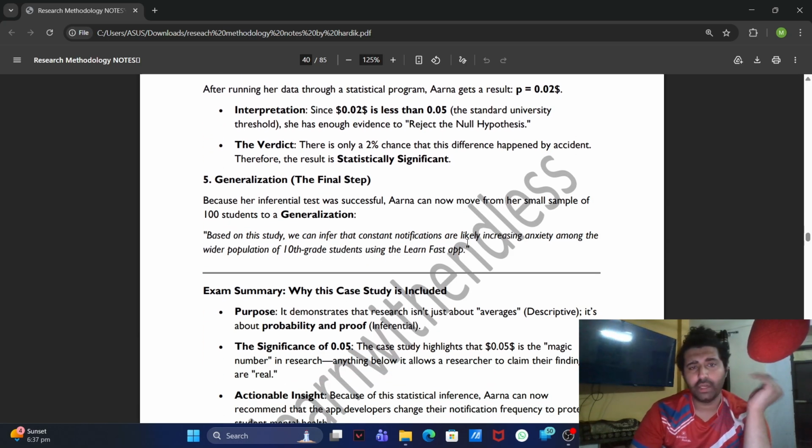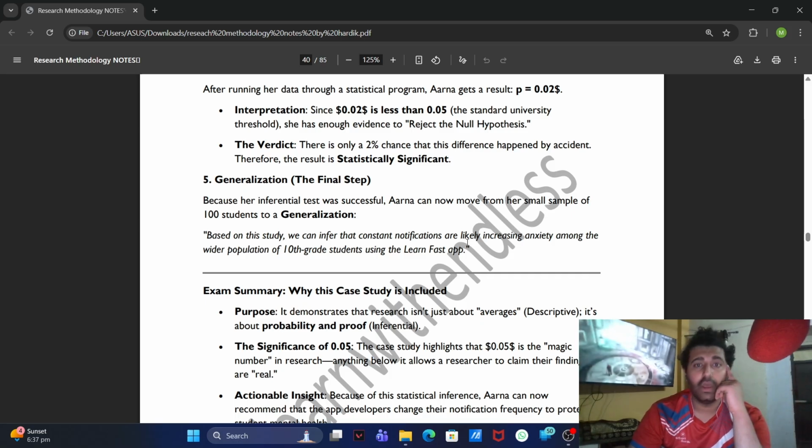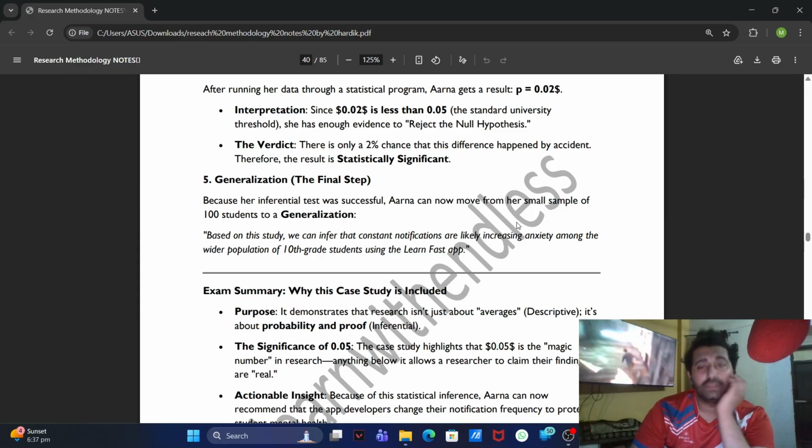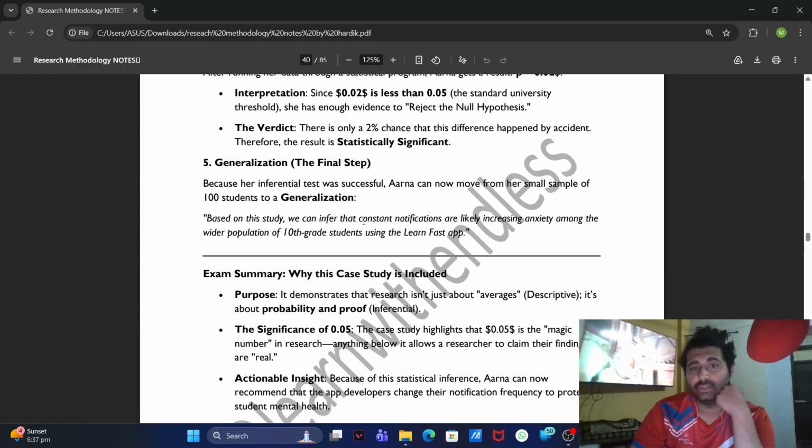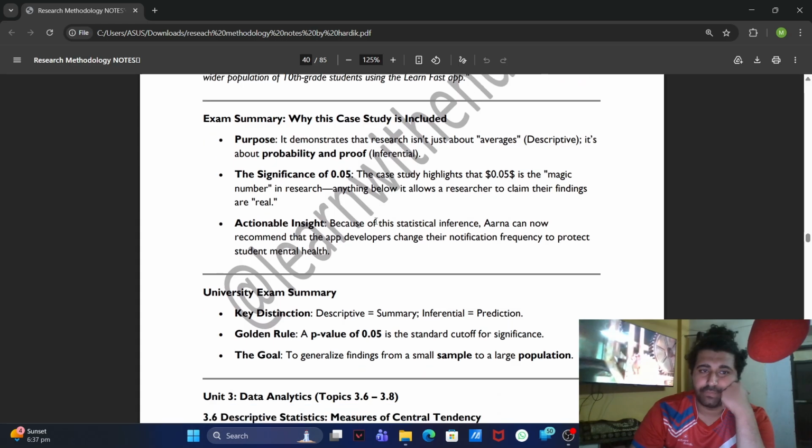Generalization. Because her inferential test was successful, Anna can now move from her small sample of 100 students to a generalization. Based on this study, we can infer that the constant notifications are likely increasing anxiety among the wider population of 10th grade students using the Learn Fast app.